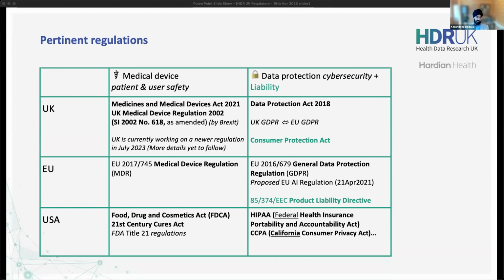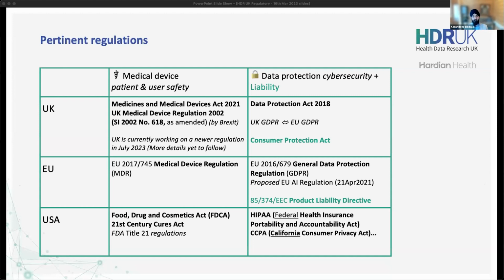Now, there's a small mistake there. It says that the UK is currently working on a new regulation in July 2023. That's now been changed to 2024, for whatever reason that might be. Now, in terms of data protection, in the UK, we have the Data Protection Act, but we also have the UK GDPR, which is more or less a copy of the EU GDPR, effectively. So there are two things that we have to deal with.